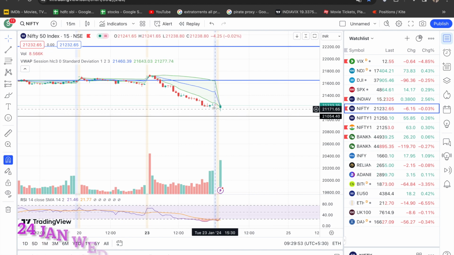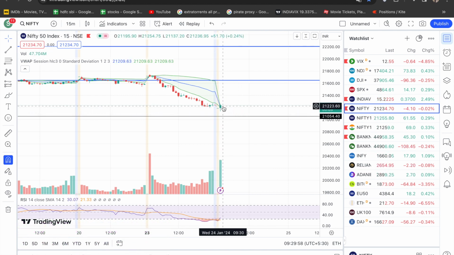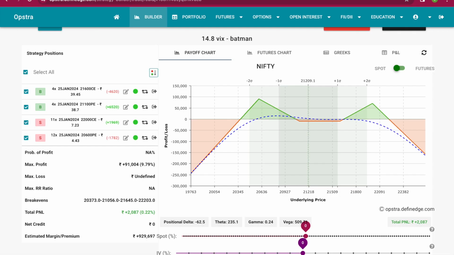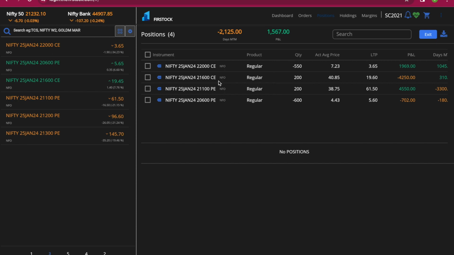Around 9:29 a.m., as you can see, the market has opened slightly gap down, but it's going up. Today's RSI shows that the market will stabilize. In our strategy, the market is at a lower end, and this upper end does not really matter much because it is out of 2 sigma movement. What we can do is bring it to 21,800 CE.